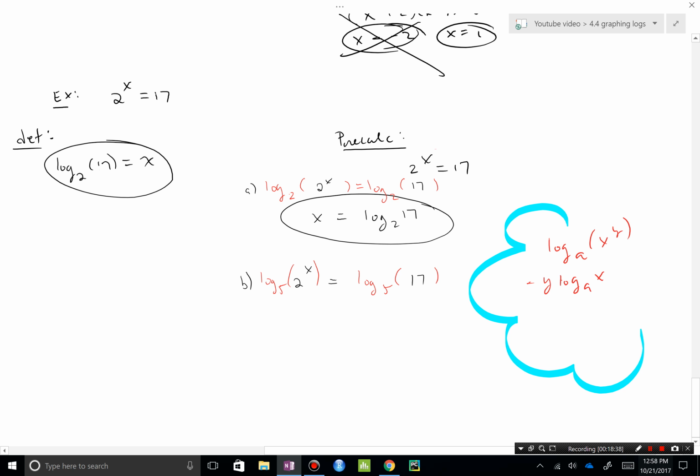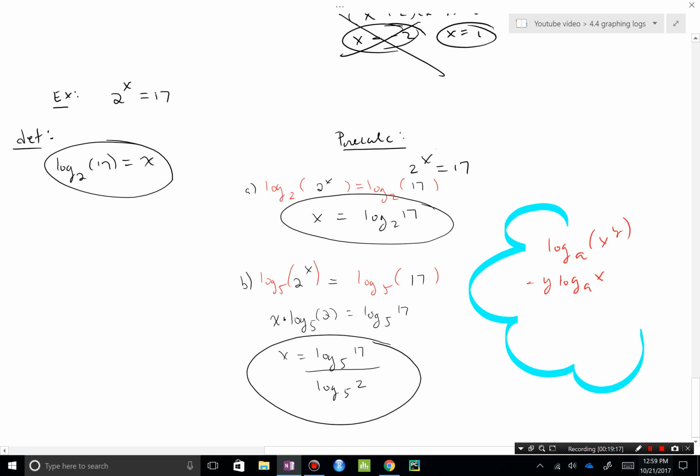Okay, gives you that, right? So check this out. x log base 5 of 2 equals log base 5 of 17. So good news. Check this out. This is just a number times x. This is just a number. I'm going to divide by this number. x equals log base 5 of 17 over log base 5 of 2.